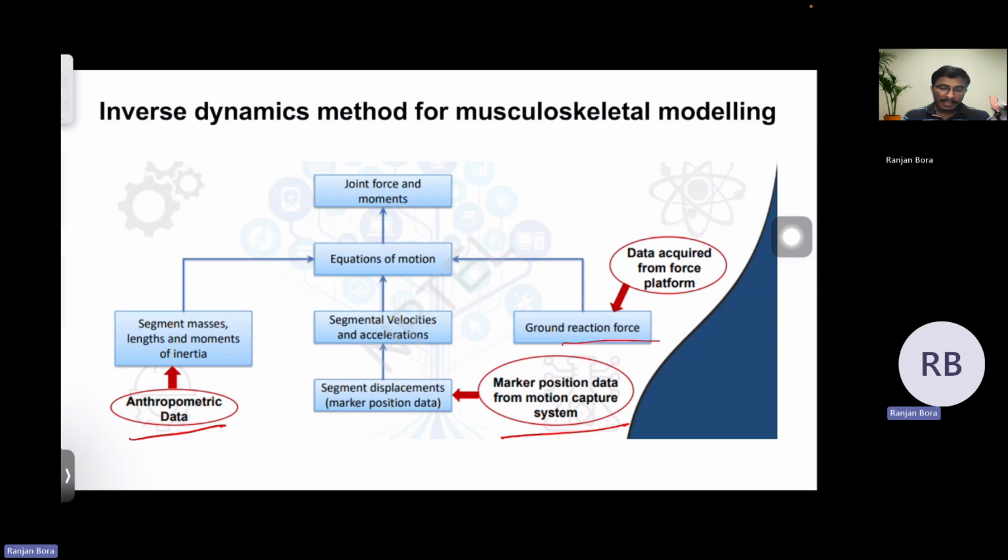So after getting all this data, we can use the equations of motion, which I have discussed previously. Equations of motion are the summation of force equal to 0 and summation of moment equal to 0. And also we can use Newton's second law of motion. And after using those equations, we can find out the joint reaction forces and moments for different joints in our body.